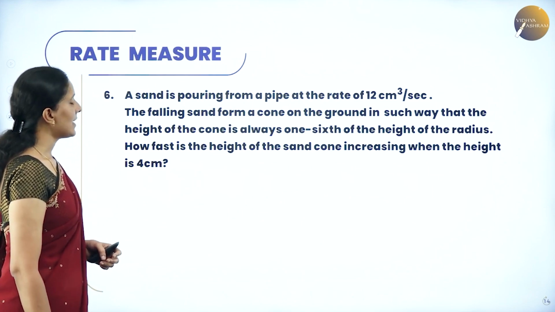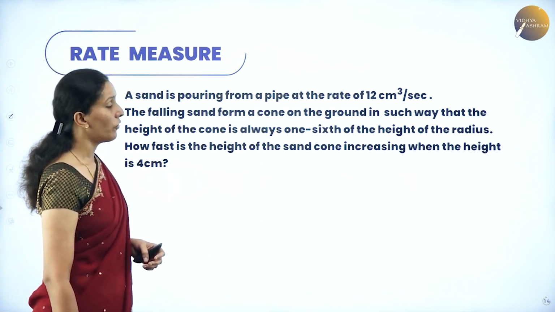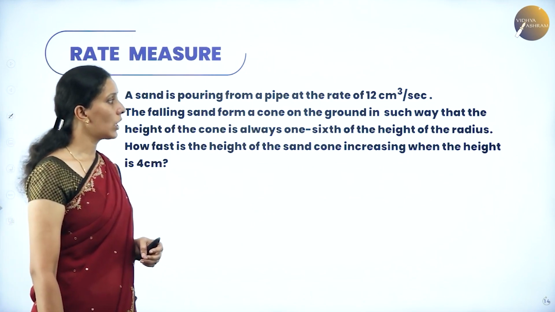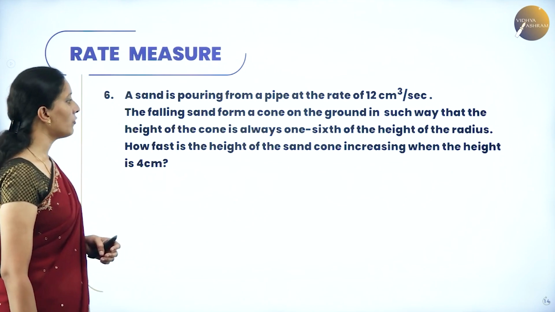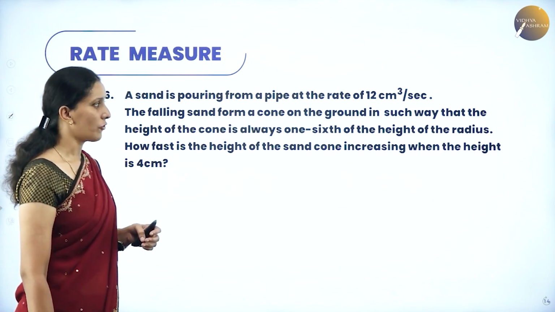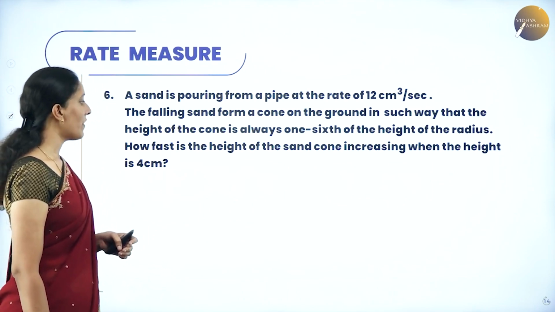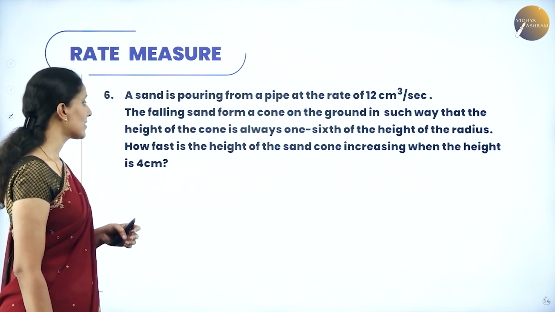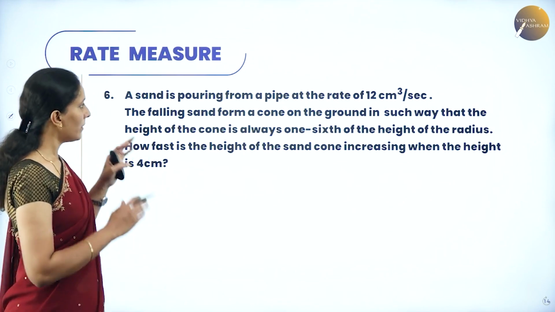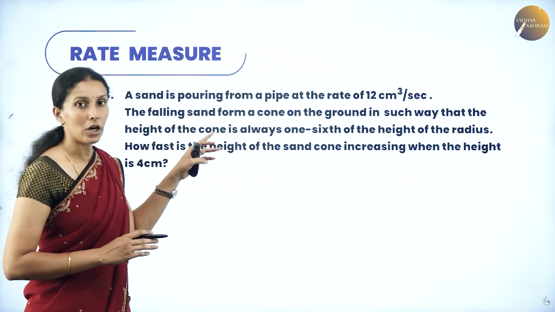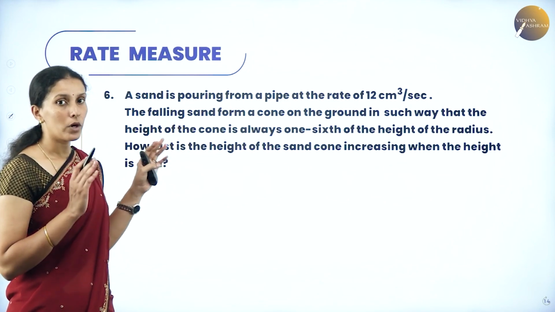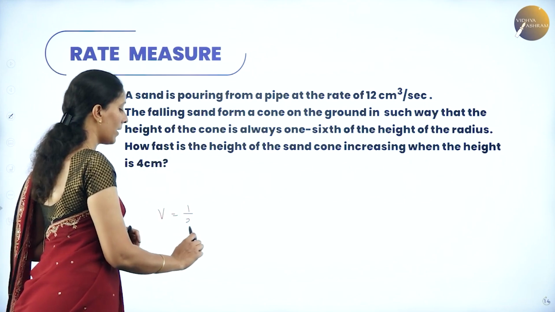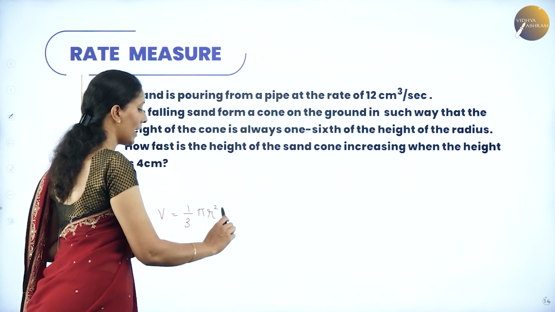Next question. A sand is pouring from a pipe at the rate of 12 centimeter cube per second. The falling sand forms a cone on the ground in such a way that the height of the cone is always 1/6 of the radius. How fast is the height of the sand cone increasing when the height is 4 centimeter? So remember, we are discussing a cone here, and we should remember what is the volume of a cone. So the volume of a cone is given by 1 by 3 pi r square h.